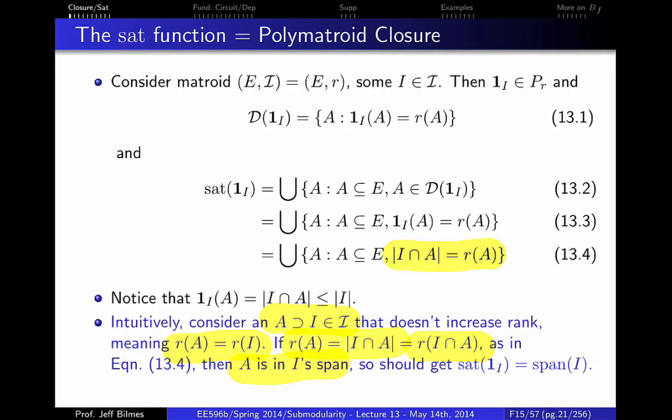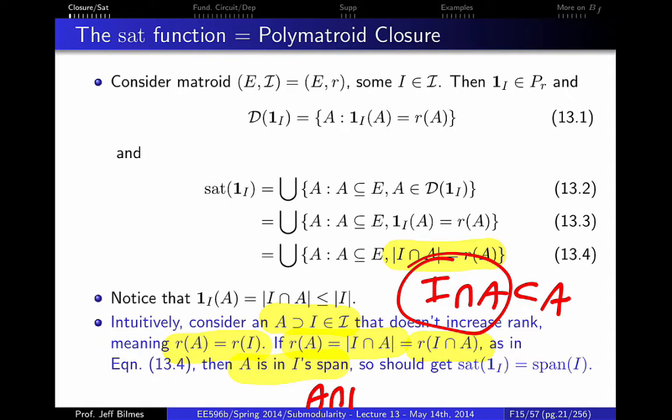Because the rank of A is equal to the rank of the intersection of I and A, but the intersection of I and A is a subset of A. So now we've got an independent set, which is a subset of A, whose span is the same as A, and so therefore A is in I's span. In fact, A is even in A intersect I's span. So if A is in A intersect I's span, it's definitely in I's span.